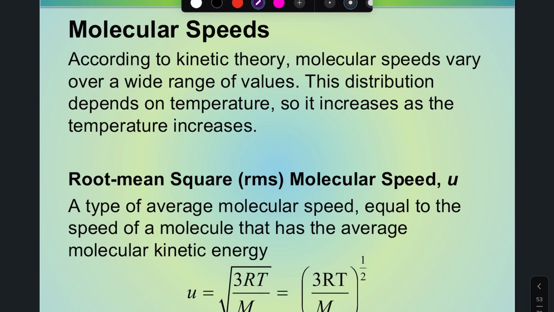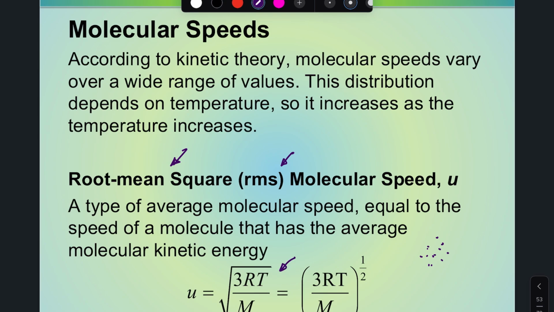And then we also have this term, the root mean square of the molecular speed. This is a way to try to get an average speed of all of those molecules. So it's an average molecular speed equal to the speed of a molecule that has the average molecular kinetic energy. So if you have a population, a ton of different atoms, and they're all going at different speeds, then we use the root mean square value, which is this, 3RT over molar mass.